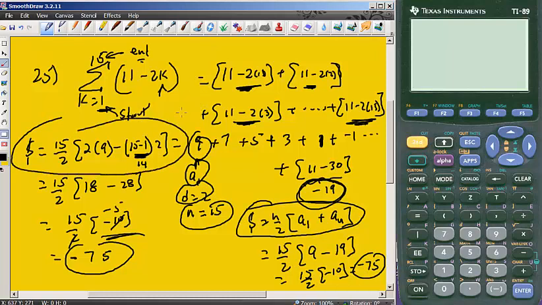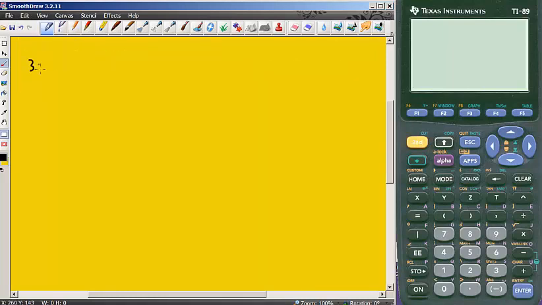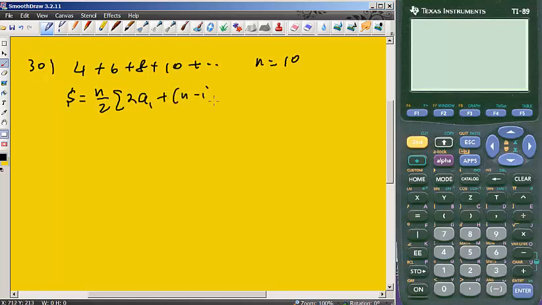Okay, that's the arithmetic series. So let's do another one. This time let's do number 30, which is 4 plus 6 plus 8 plus 10, dot dot dot, and n is equal to 10. Now they don't give us a last term, so we have no choice but to use the first formula. S is equal to n over 2, all that times 2 times a sub 1 plus n minus 1 times the difference. So let's plug in everything we know.